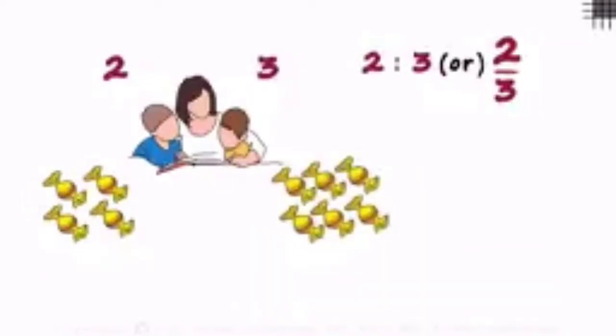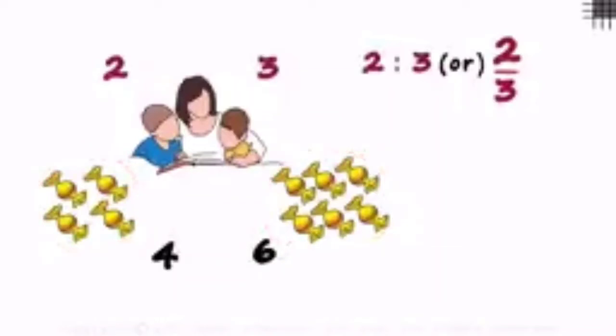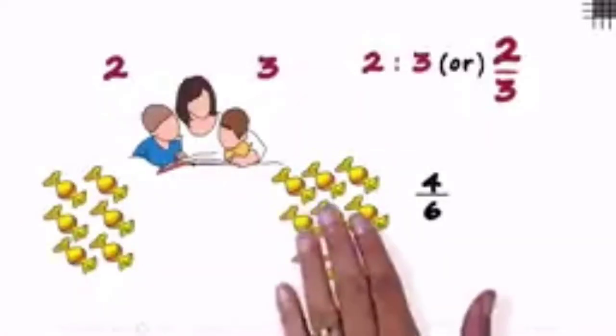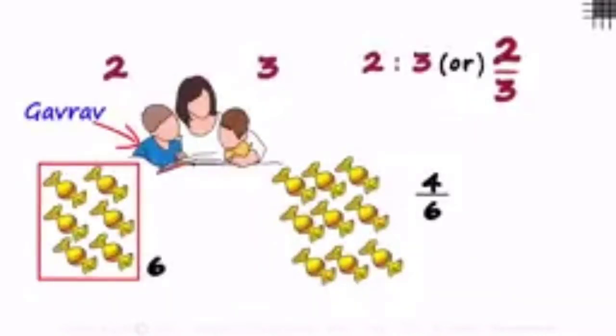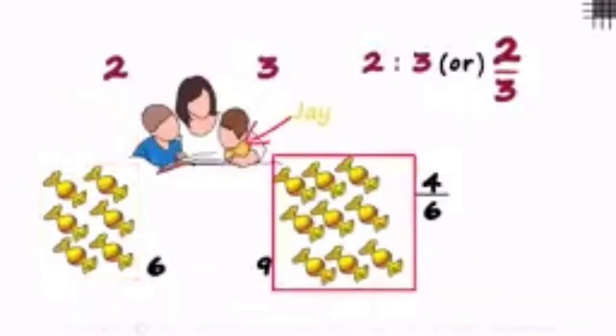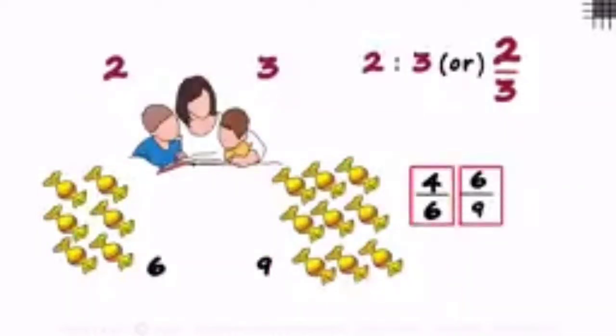Now let's count the total number of chocolates each of them have. Gaurav has 4 and Jay has 6. The ratio now becomes 4/6. The magic hand again gives Gaurav 2 chocolates and Jay 3 chocolates. Now the total number of chocolates with Gaurav is 6 and the total number of chocolates with Jay is 9. So the ratio becomes 6/9. Both these ratios, when simplified, will give us 2/3. In every case, the ratio has remained the same.